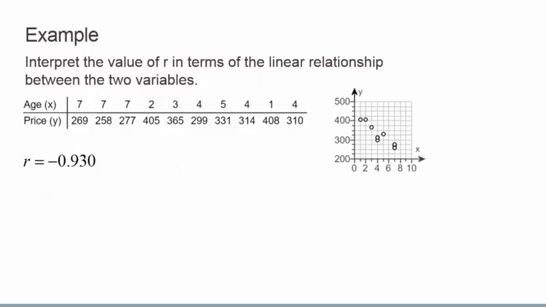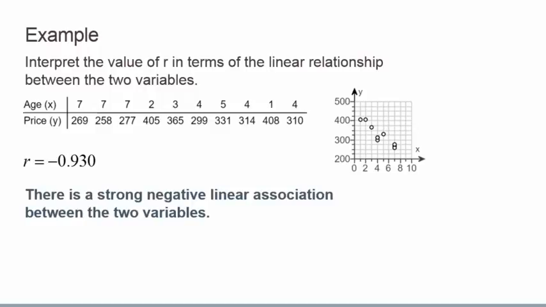Continuing with our example, interpret the value of R in terms of the relationship between the two variables. Since R is negative, we know we have a negative slope. There is a strong negative linear association between the two variables. This is because negative 0.930 is very close to negative 1.